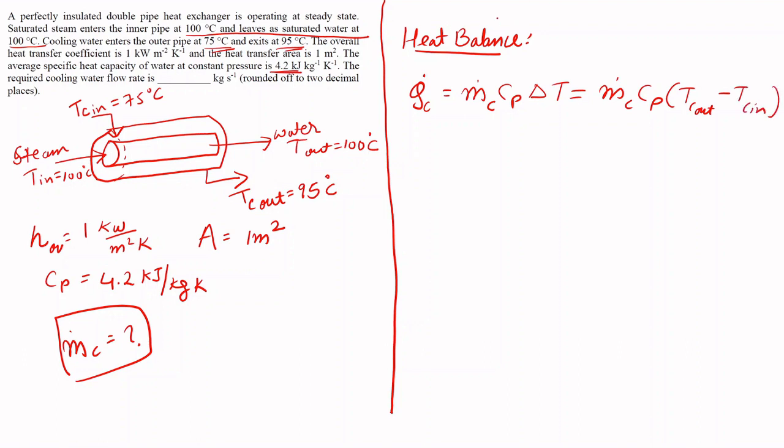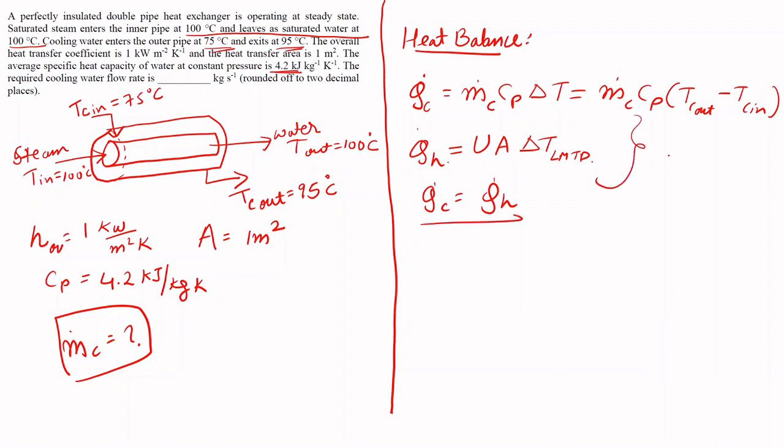Now again, this will be equal to the heat that is exchanged from the steam that has been condensed. We can write that using the overall heat transfer coefficient as UA delta T, but this delta T will be the log mean temperature difference. And this Q dot C will be equal to Q dot H. So we'll be using these three equations to find our mass flow rate. Now let's find this log mean temperature difference.